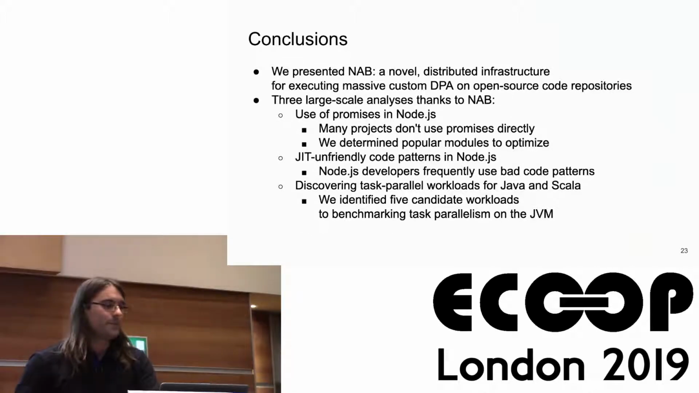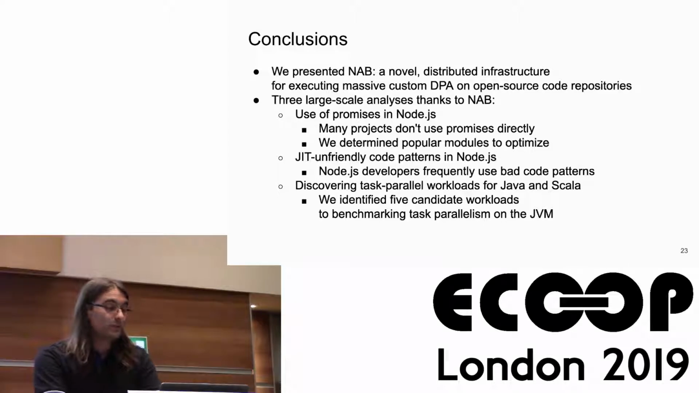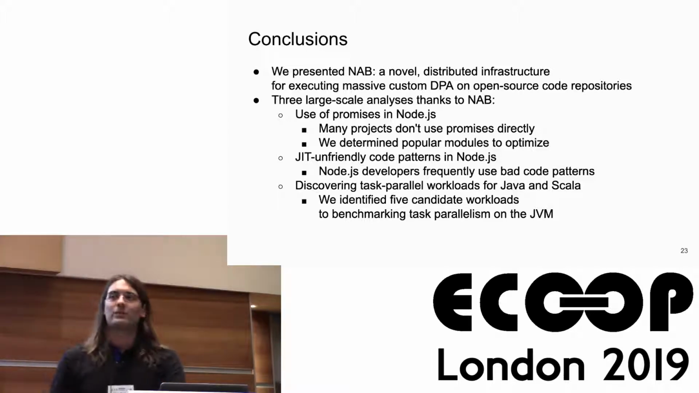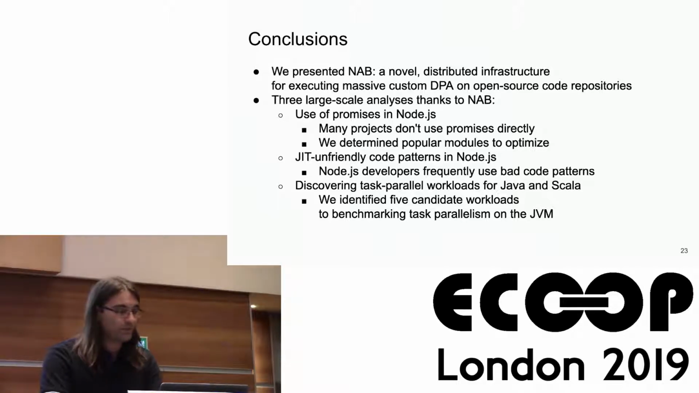So to conclude, in this talk, I've presented NAB, which is a novel distributed infrastructure for executing massive custom DPA on open source code repositories. And we used NAB for conducting 3 different large-scale analyses on open source projects. Thanks to NAB, we were able to analyze the usage of promises in Node.js applications. We determined that many projects don't use promises directly, and we also determined popular modules that can be worth optimizing.